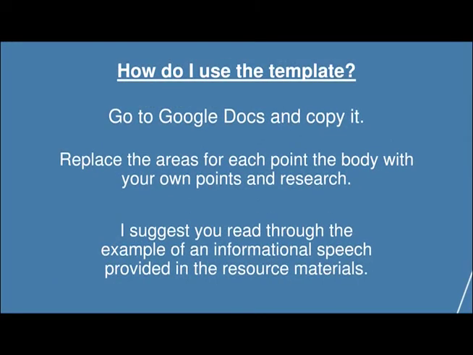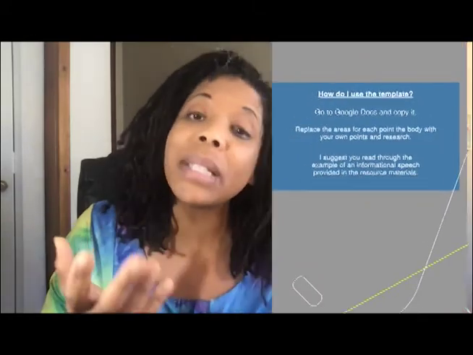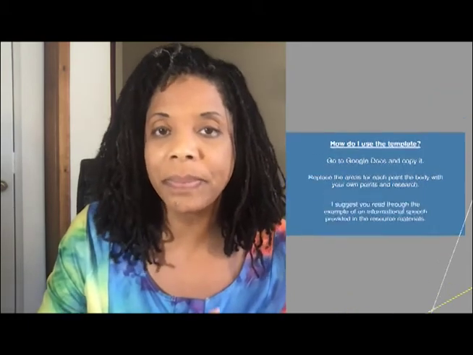So how do I use the template? You're going to go to the Google Doc that I present to you in the module. Then you're going to copy it, and you're going to replace the areas for each point in the speech with your own points and your own research. And I suggest that you use the example that I've provided for you in the module so you can take a look at one and then reflect your own particular points in your speech.